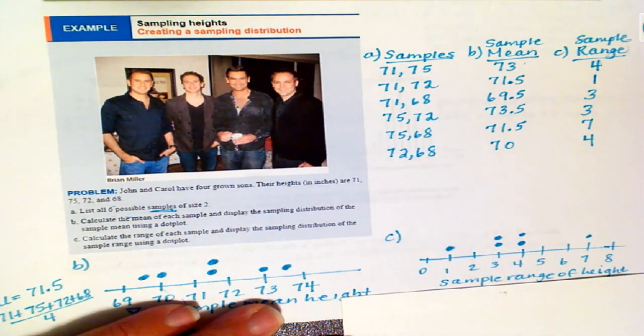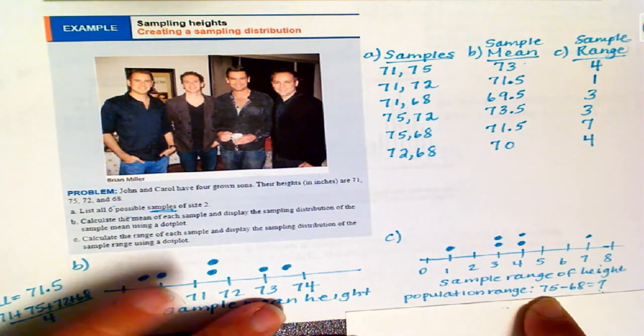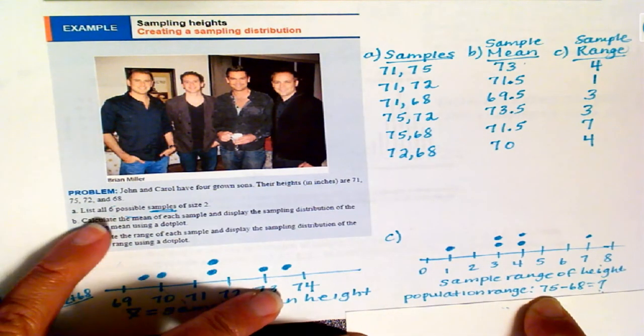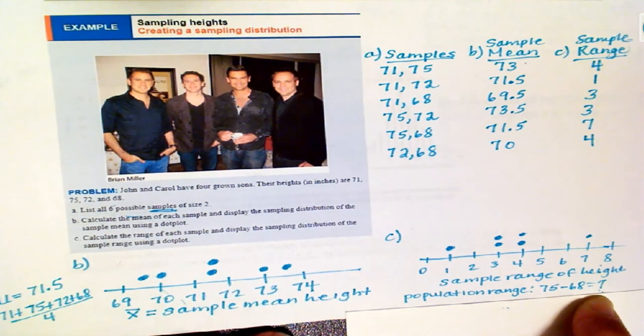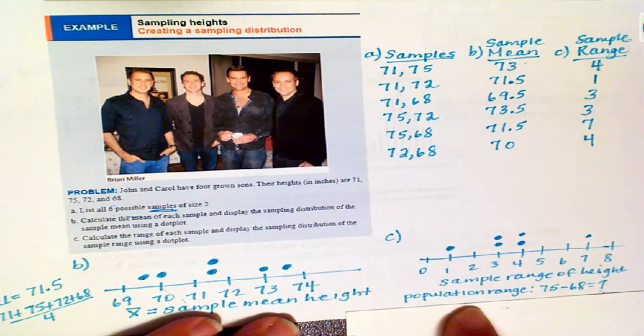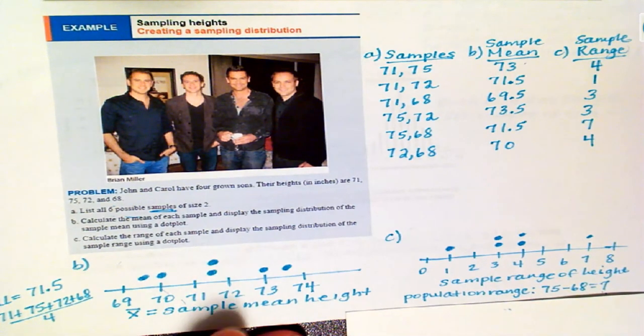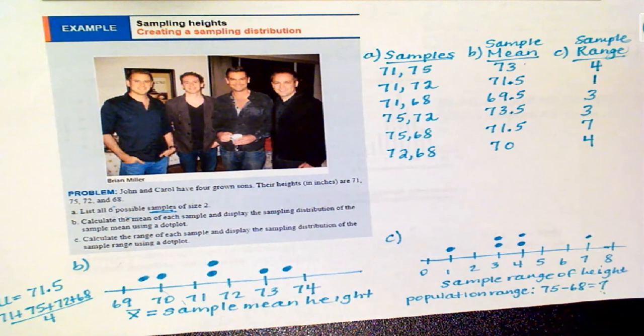A lot of times if you have a lot of values, you're not going to be able to do that. Another thing I did here was kind of interesting. I actually found the population range. The way you get that is you take your tallest brother, who was 75 inches, and the shortest, who was 68, so the difference was 7. This was not very representative of the true population range. This one was exactly representative, and there's a word for that. We're going to talk about that in just a few minutes.